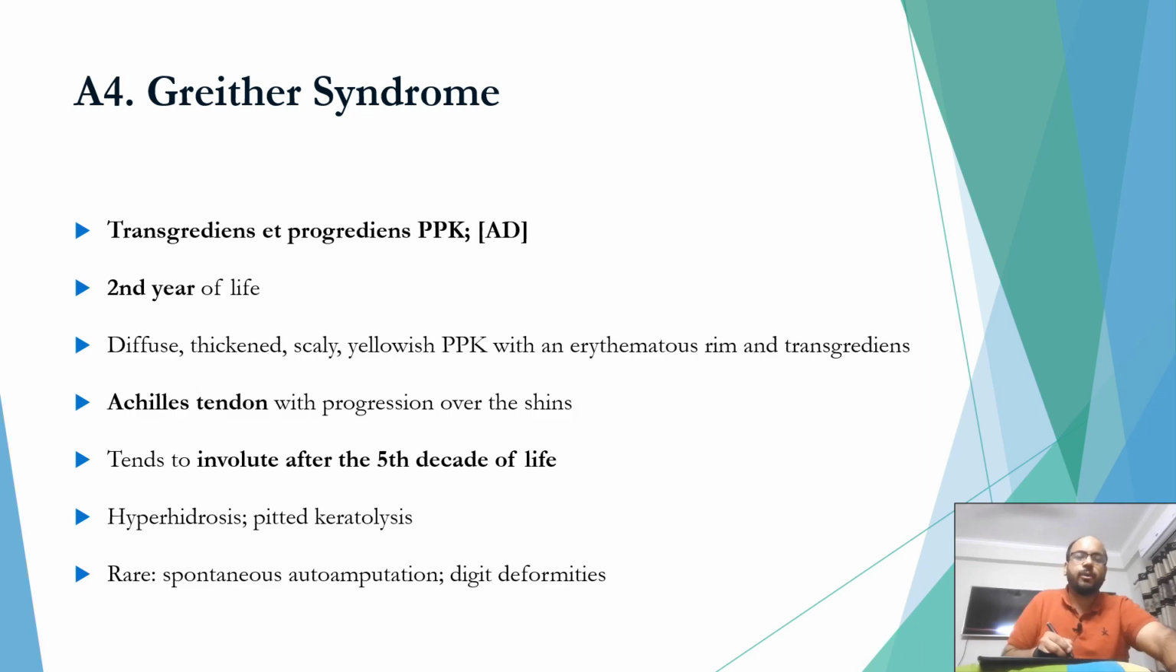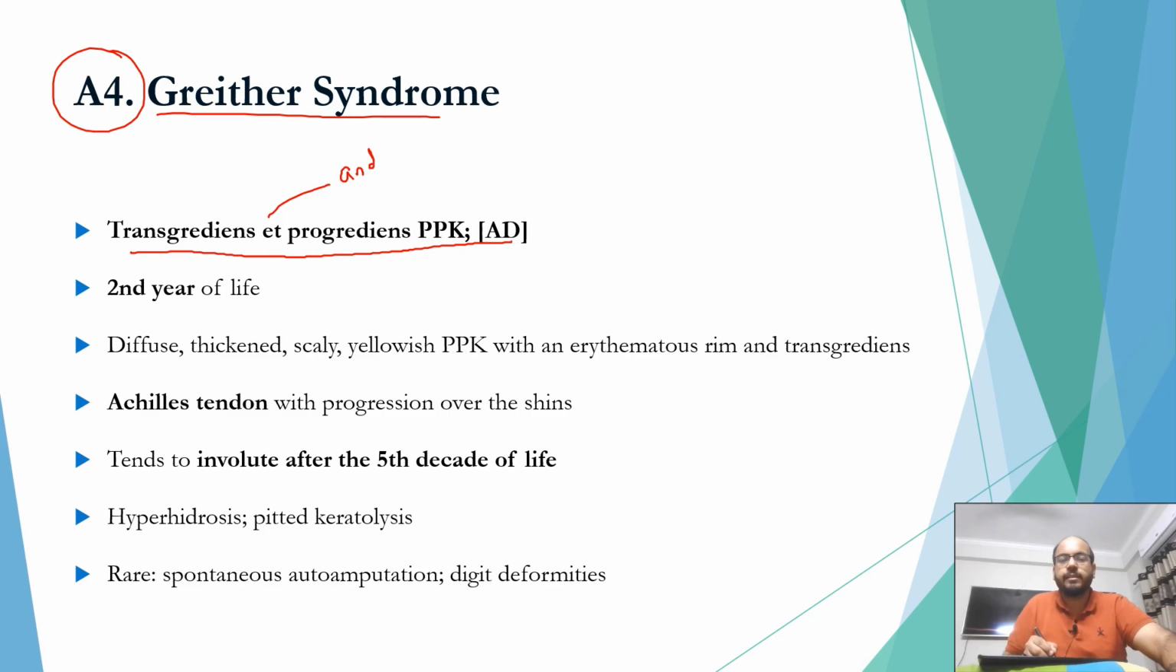The fourth entity now is Greither syndrome. This is known as transgradiens et progradiens PPK. Et is a French word for and. Okay, so transgradient and progradient PPK. That means it crosses the margin and it progressively gets worse with age.